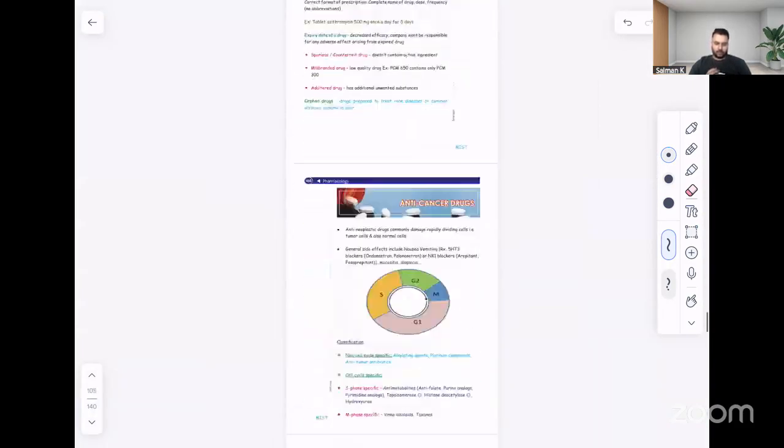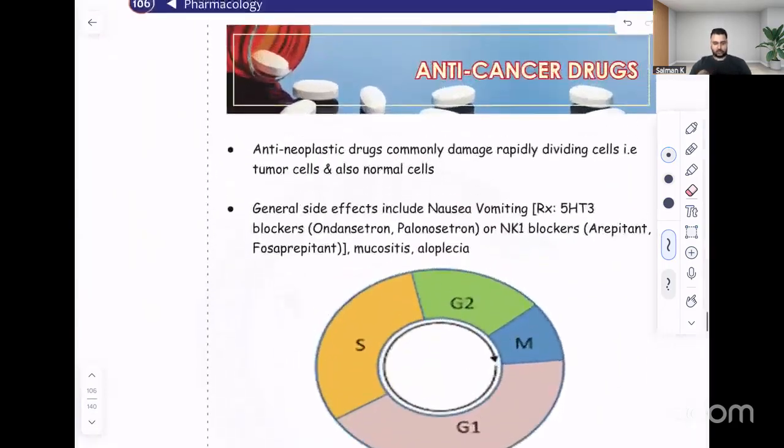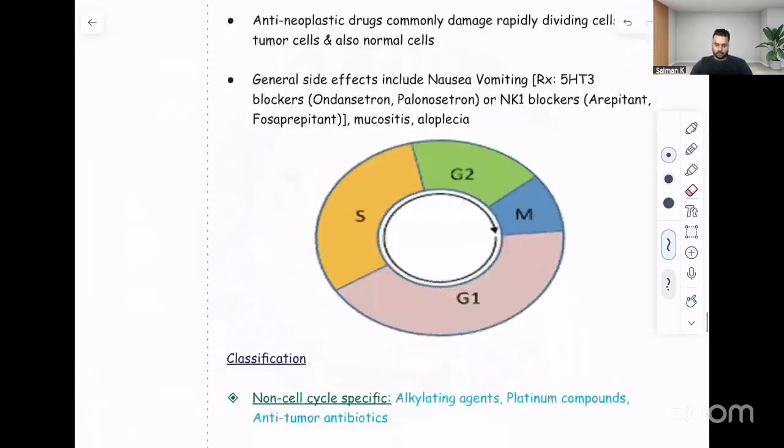Now coming to the anti-cancer drugs. The idea is this. This is what is called the cell cycle. This is what is known as the cell cycle.